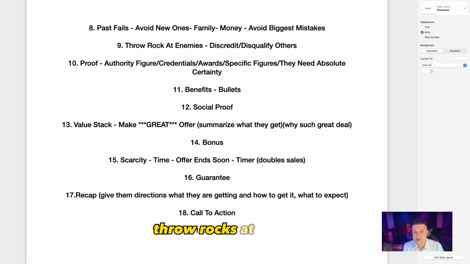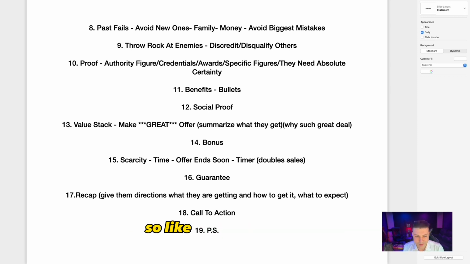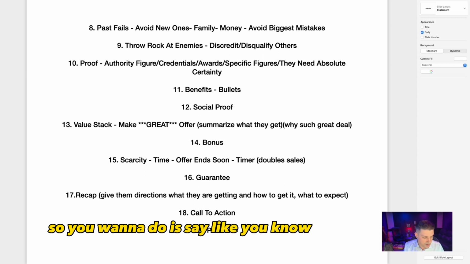Number 9, throw rocks at enemies. So you want to disqualify others because maybe they read a book before or they tried another program like yours and maybe it didn't work. So they think, I already tried that, I'm not falling for that again. So what you want to do is say, this is different.